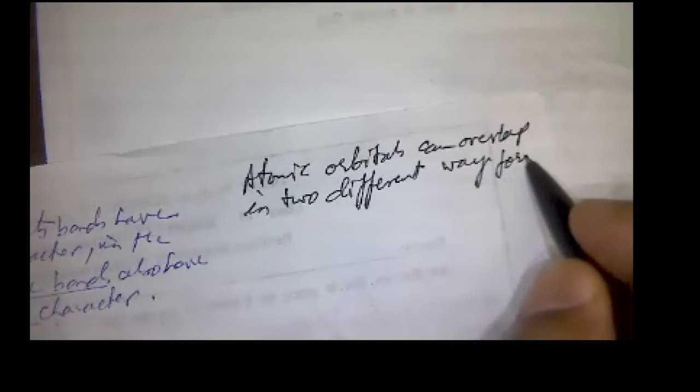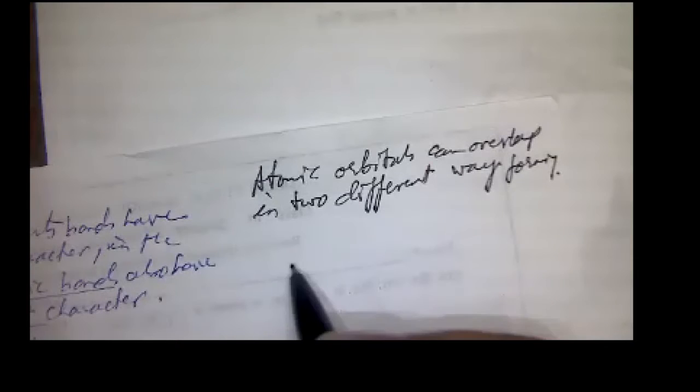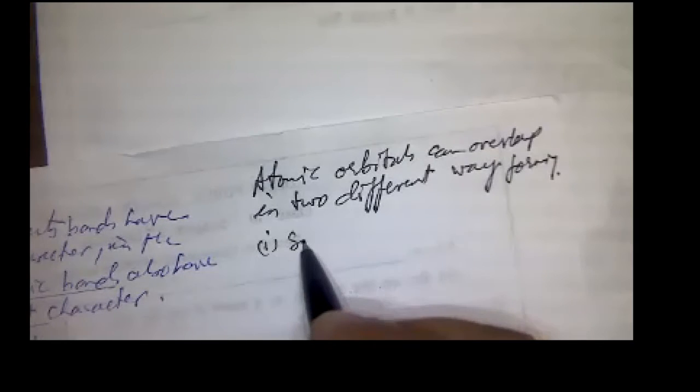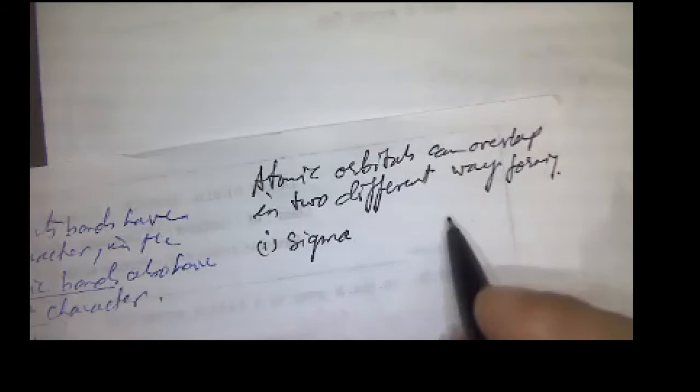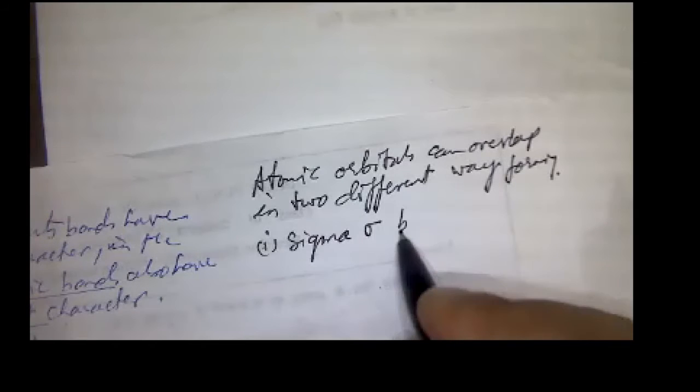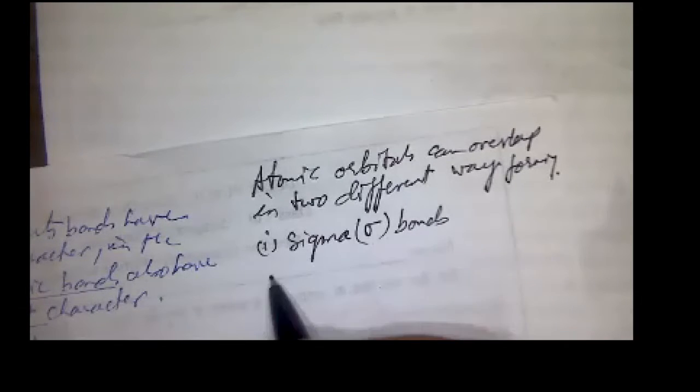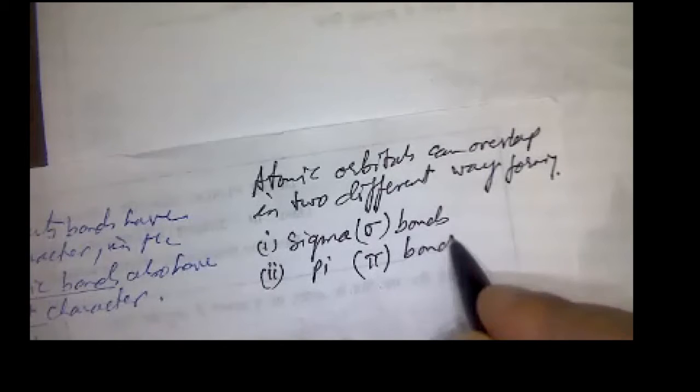There are two types of bonding, forming. Number one, sigma, forming sigma bonds. And number two, forming pi. These symbols, you know. So it can form two types of bonding. One is sigma bond, another one is pi bond. Is it clear?